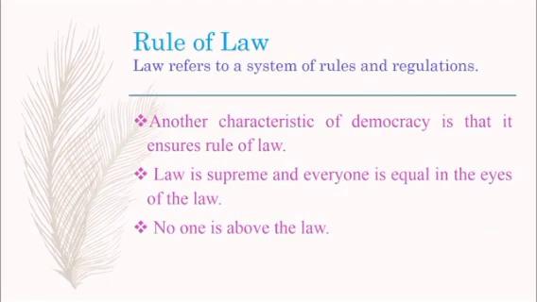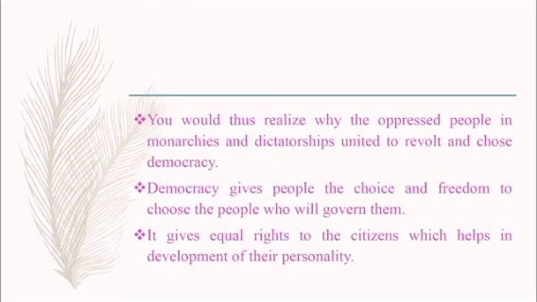So what is meant by law? Law refers to a system of rules and regulations. Another characteristic of democracy is that it ensures rule of law. Law is supreme and everyone is equal in the eyes of the law. No one is above the law. So now you would realize why the oppressed people in monarchies and dictatorships united to revolt and chose democracy.